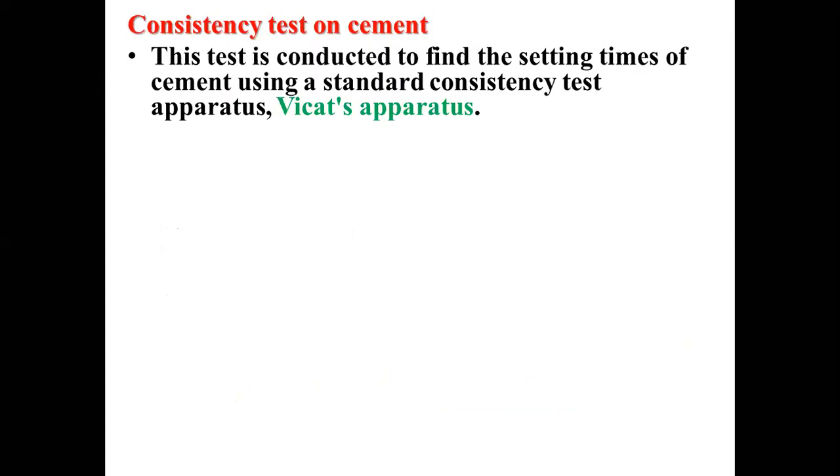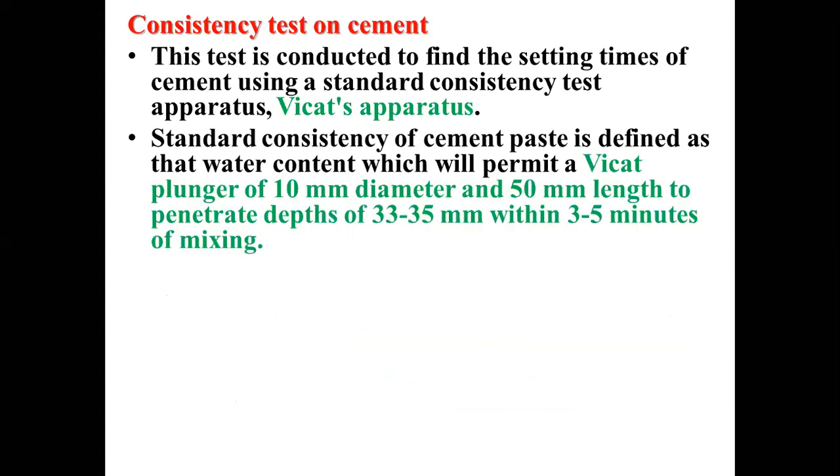So the consistency test is also done using the Vicat apparatus. This apparatus is used to find the setting times of cement, using the standard consistency test. Here in the Vicat apparatus, we have the mold. In the mold, we prepare the cement and water paste. We take the cement and then add the water, because we are finding out the optimum water.